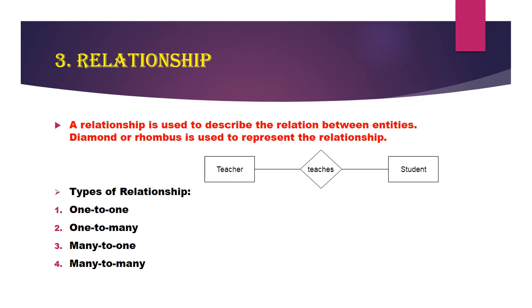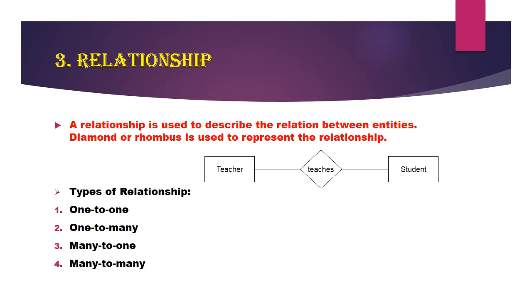ER model is relationship. A relationship is used to describe the relationship between entities, and the diamond or rhombus shape is used to represent the relationship. There are four types of relationship: one-to-one relationship, one-to-many relationship, many-to-one relationship, and many-to-many relationship.